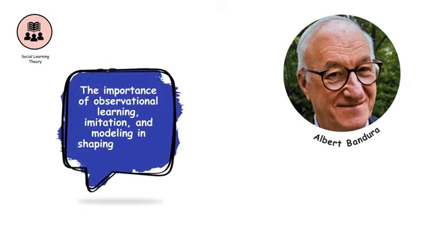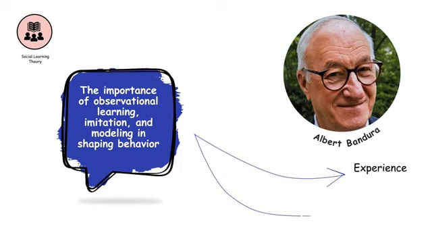Social learning theory. Proposed by Albert Bandura, social learning theory highlights the importance of observational learning, imitation, and modeling in shaping behavior. It suggests that people learn not only through direct experience, but also by observing others.